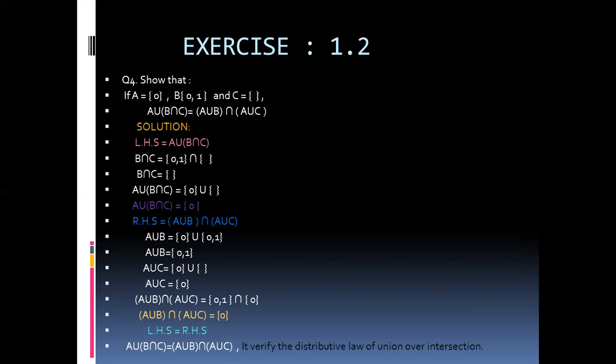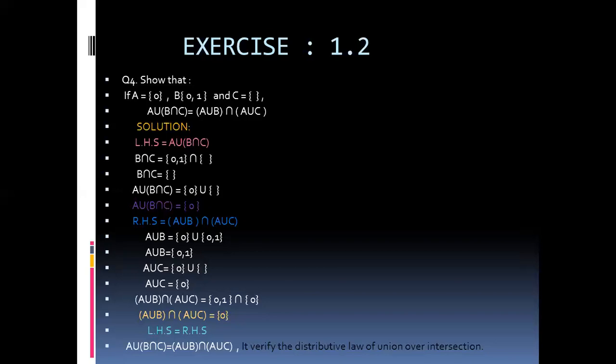First take the left hand side. B intersection C. I told you before in the previous lecture that you always solve the bracket operation first. B intersection C. B is {0, 1} and C is null. So what will be the intersection? What is the meaning of intersection? Take the common elements. No one is common there because C is null. So B intersection C becomes the null set.